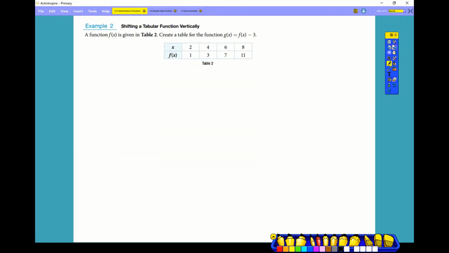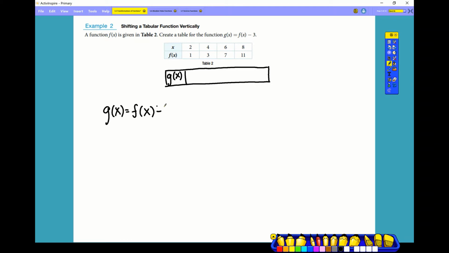So shifting a tabular function vertically. Vertically means, once again, up and down, so we're going to change our y. We have our function f of x, and now they want to create a new function, g of x. I'll just do my own little extra table value here. So g of x they gave us as being f of x minus 3.